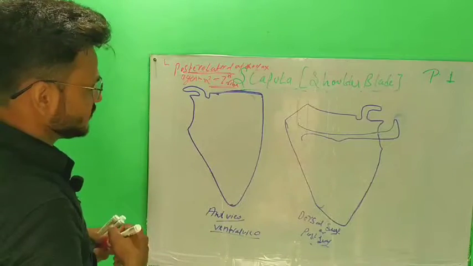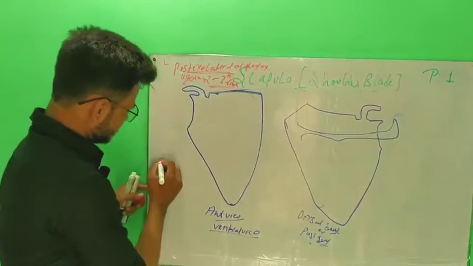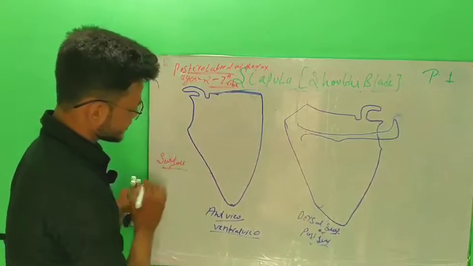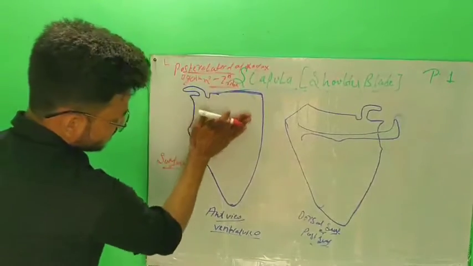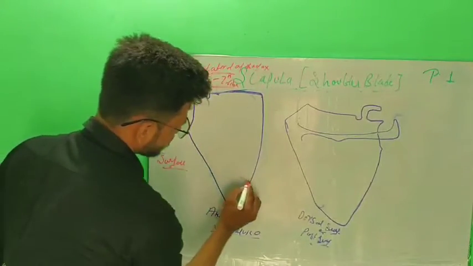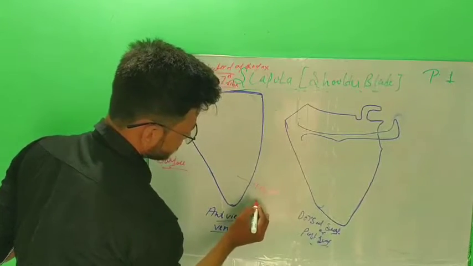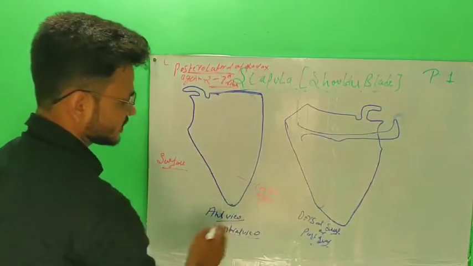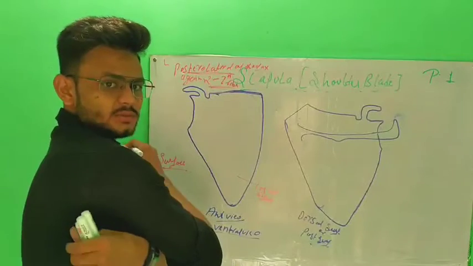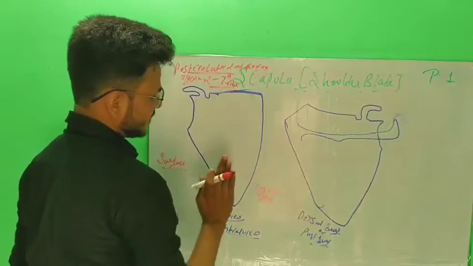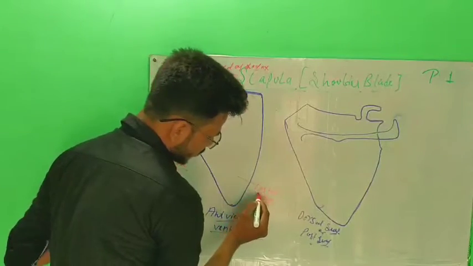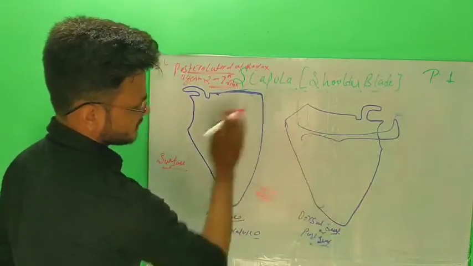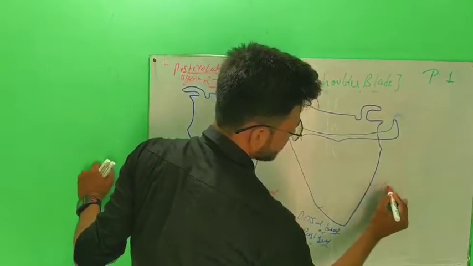Firstly, for the identification of the features, first is surfaces. Scapula has two surfaces. The first one is the costal surface. Why is it called the costal surface? Because posteriorly the ribs are present and this surface is attached to the ribs. That's why it is called the costal surface. And this is our dorsal surface.